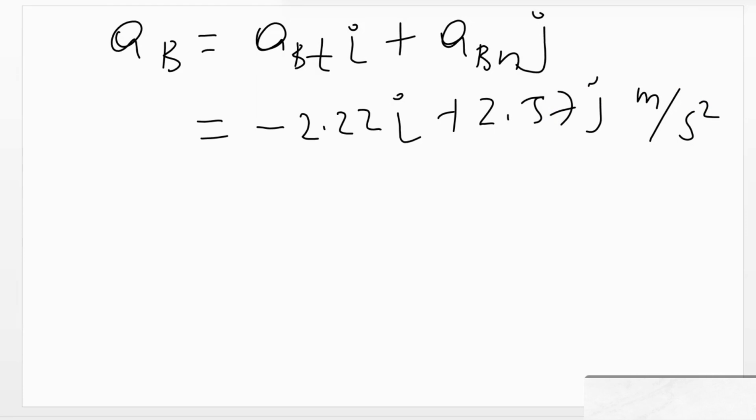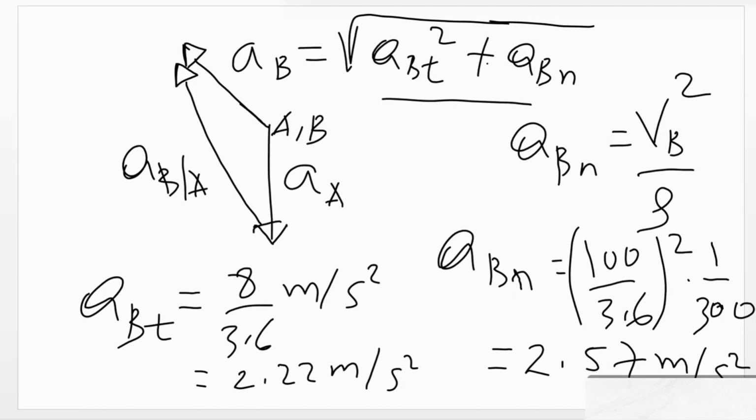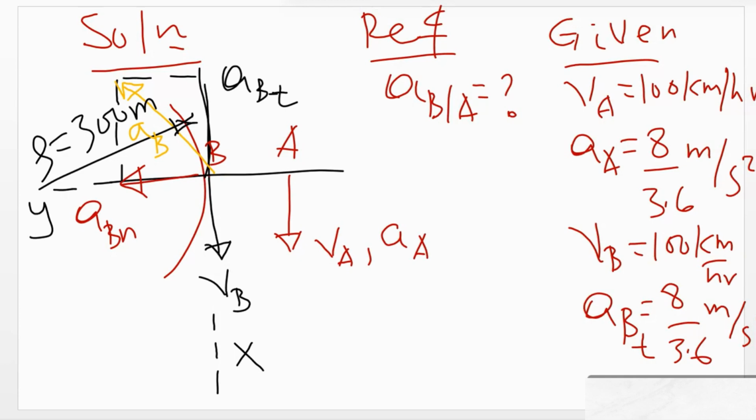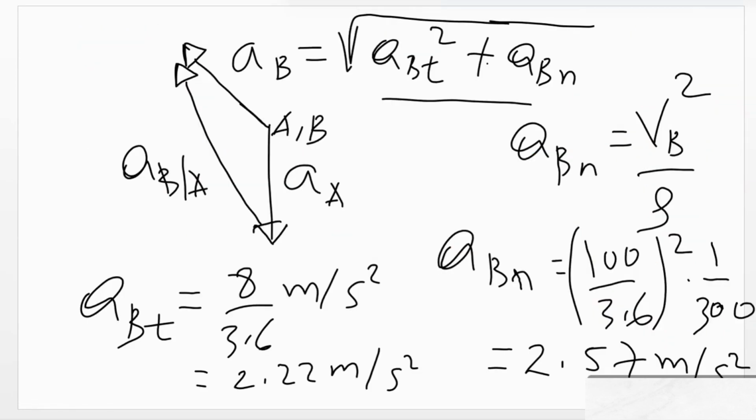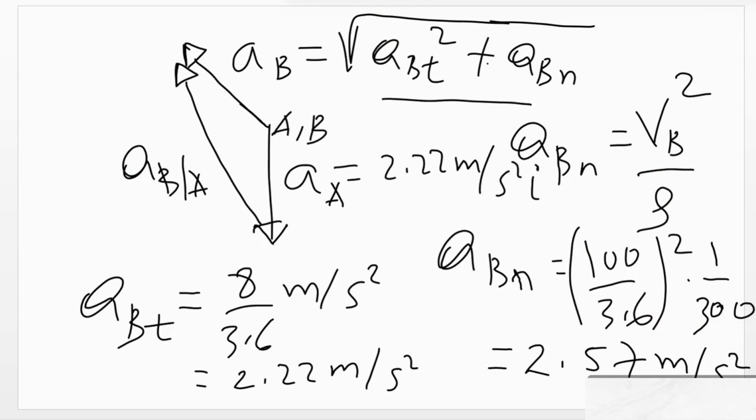Once the acceleration of B is found, we want the relative acceleration. We already found the acceleration at point B in component form, and the acceleration of A is already given. What is A in the given data? 8 over 3.6, which is 2.22 meters per second squared, along the positive i direction. Since it is along the positive x direction, we put it as positive. We use it to solve.